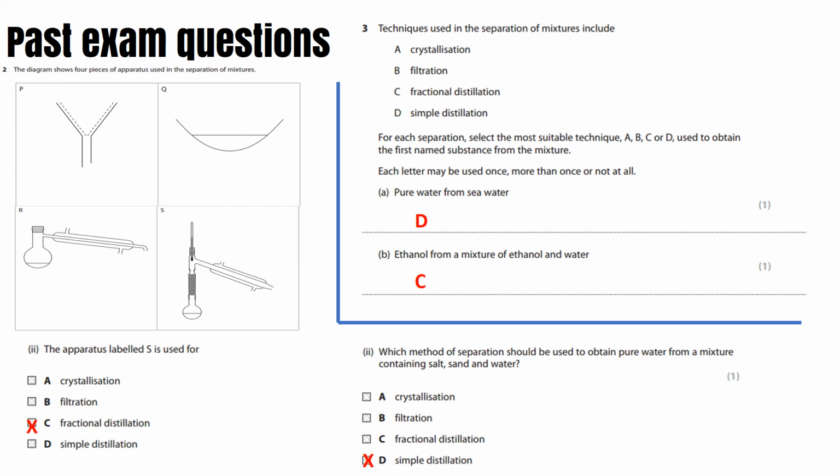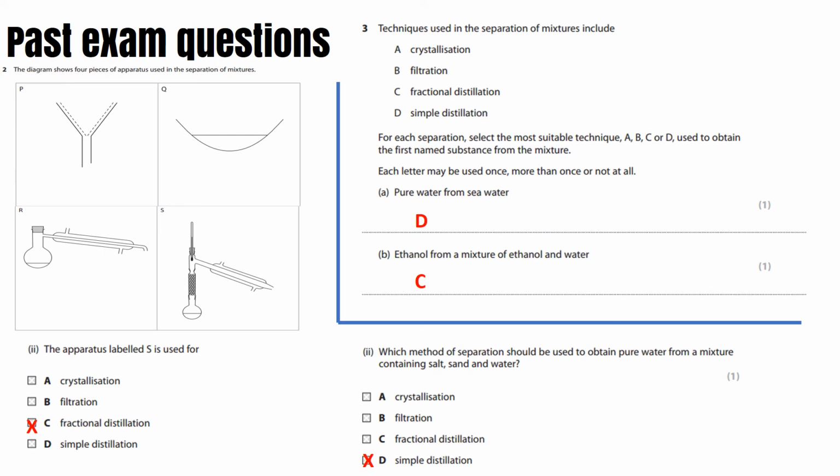Okay, so now I'm going to move on to the next question, which happens to be 2, and it's on the left-hand side moving down. The diagram shows 4 pieces of apparatus. Apparatus is the equipment that we use in science. Sometimes we call it apparatus. The diagram shows 4 pieces of apparatus used in the separation of mixtures, and they're labelled P, Q, R and S. The apparatus labelled S is used for what?